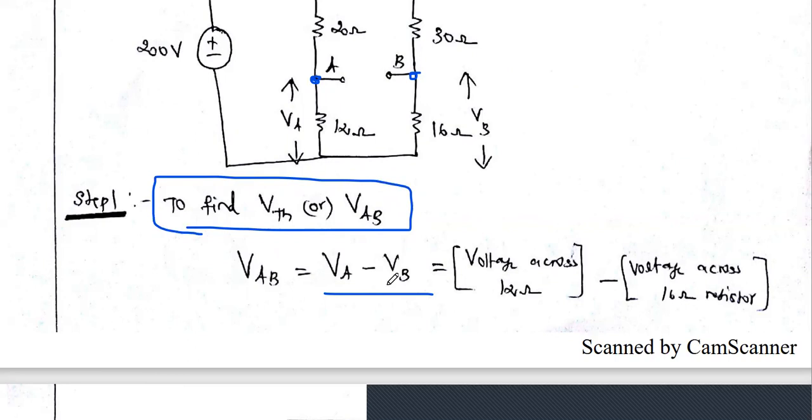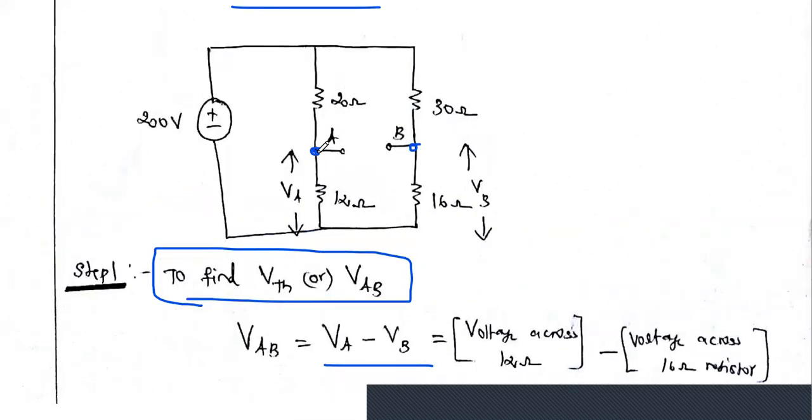VAB we can expand as VA minus VB. VA is the voltage at node A with respect to ground. VB is the voltage at node B with respect to ground. Here this terminal is the ground. We have to find VA separately and VB separately. Then if you subtract VA and VB, we get VAB. This VAB is nothing but VTH.